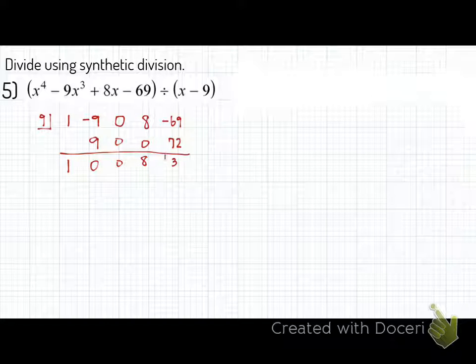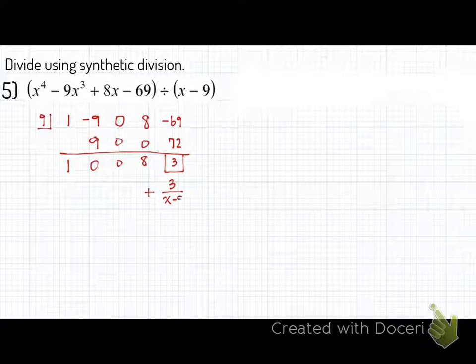So what's my remainder going to be? 3. Okay, cool. Is it bad that we have a remainder? No, it doesn't matter. Now, is it a positive or negative remainder? Positive. You should have a positive sign, and then let's put a 3 in the numerator. The denominator is going to be x minus 9. Good.